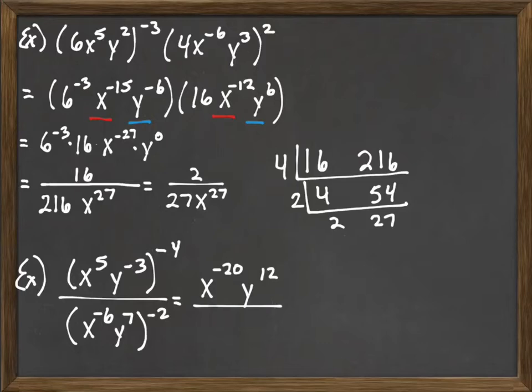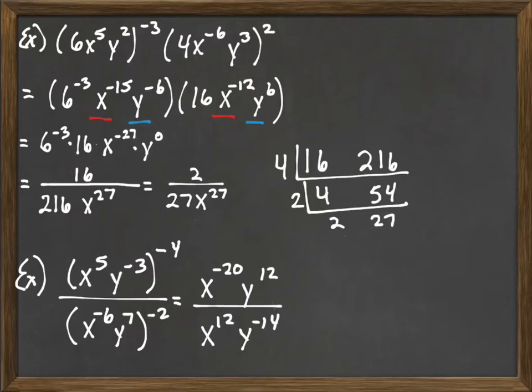Okay. Then we move to the bottom. I have an x to the negative 6, y to the 7th raised to the negative 2nd. So we do the x to the negative 6 first. Raise that to the negative 2nd power. So we multiply. Negative 6 times negative 2 will make that x to the positive 12th. And I have y to the 7th raised to the negative 2nd. So again, we multiply. 7 times negative 2 gives me y raised to the negative 4th power.